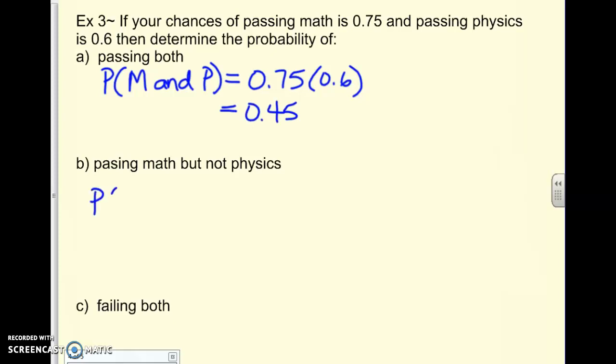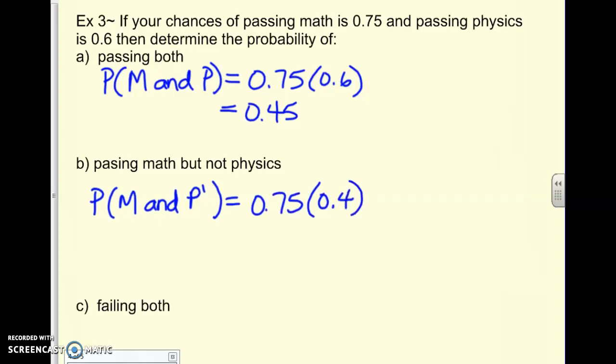Probability of passing math and not physics would be 0.75 for passing math. Non-physics would be 0.4, so it would be the complement. And we multiply those together.